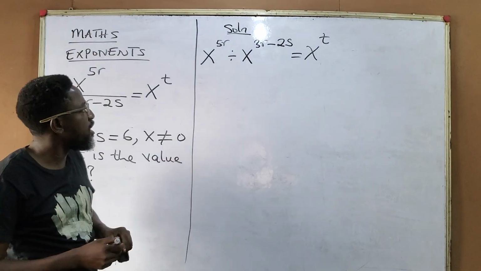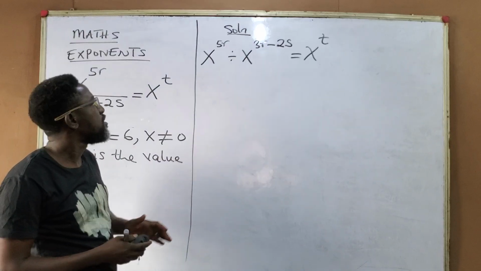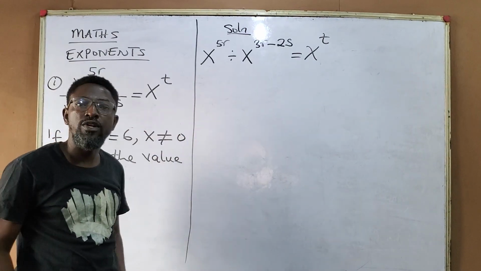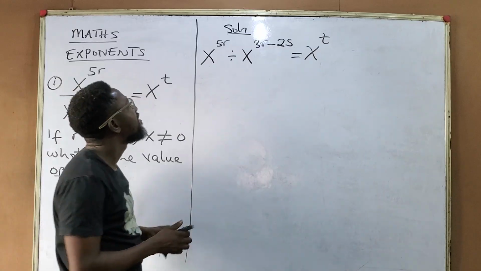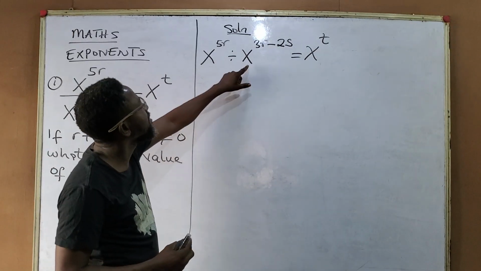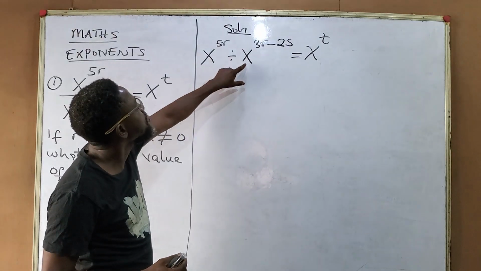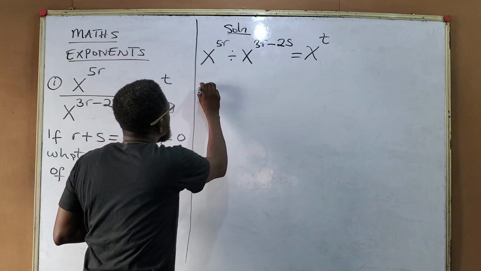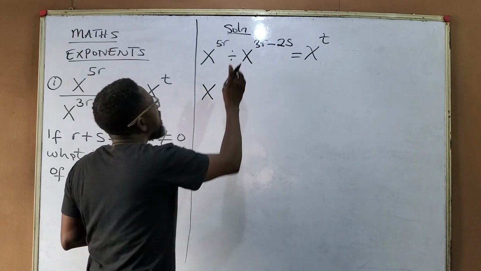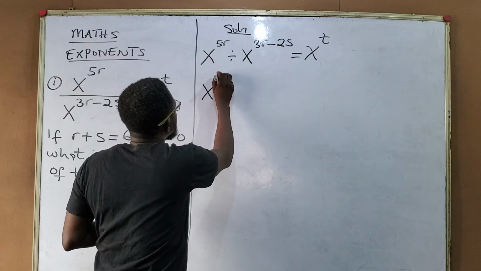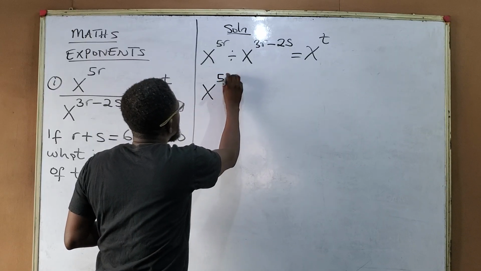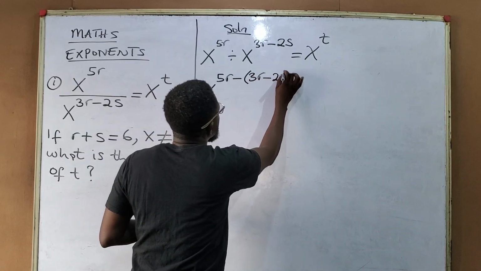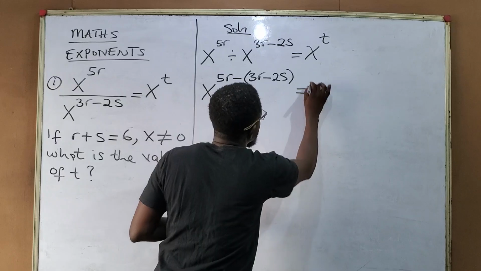If you have been following the series of our teachings, definitely you understand what to do here already. But here we are going to apply the second rule of exponents. For us to apply the second rule of exponents, the bases must be equal. Since the base here is x and the base here is x, I'll take one of the bases x according to the second rule of exponents. Then I'll subtract the powers. So I'll get 5r minus. It's always better to write this one in a bracket so as to avoid errors.